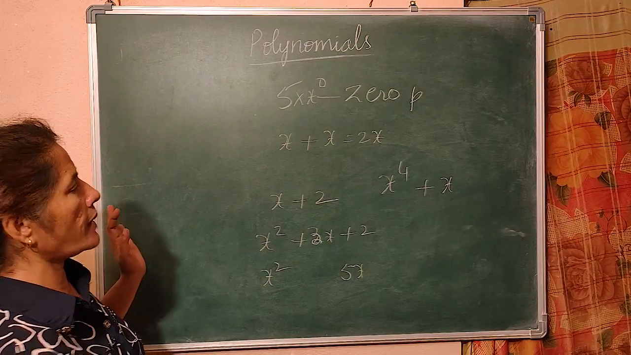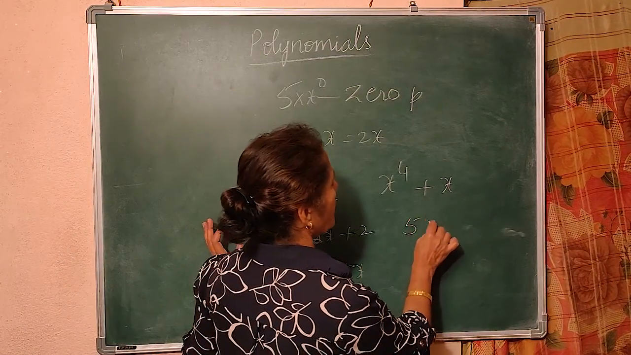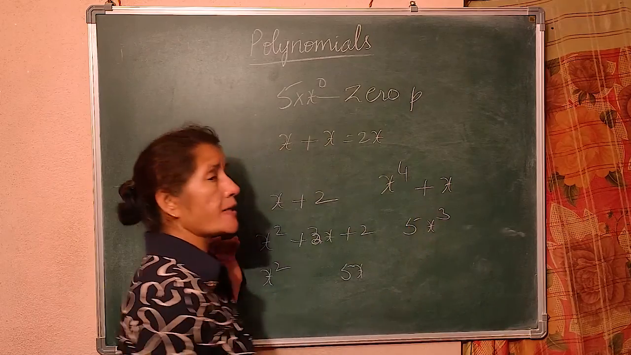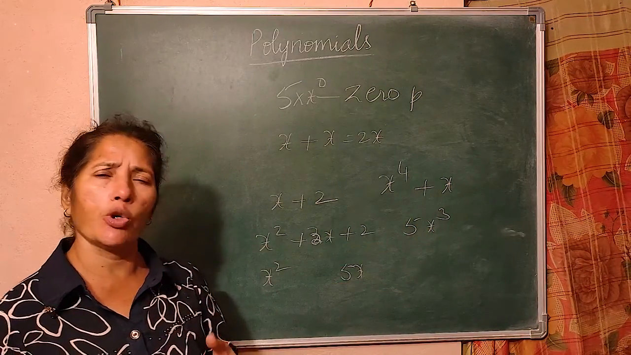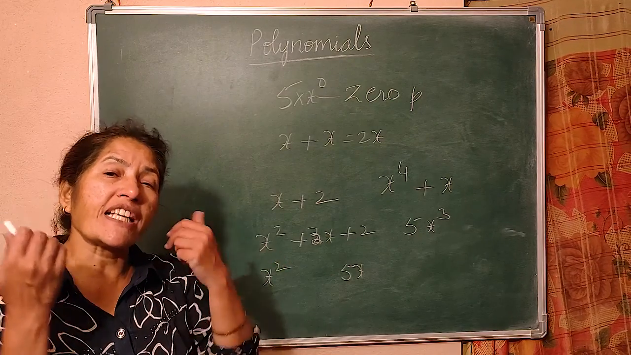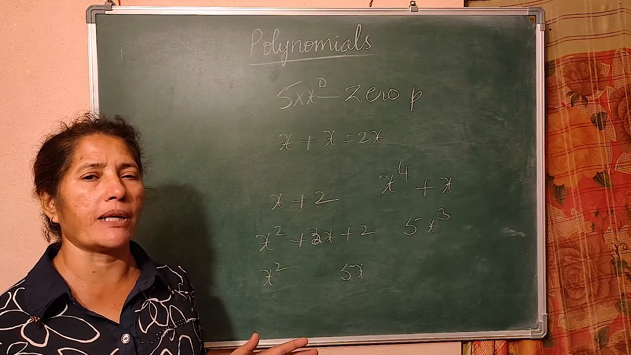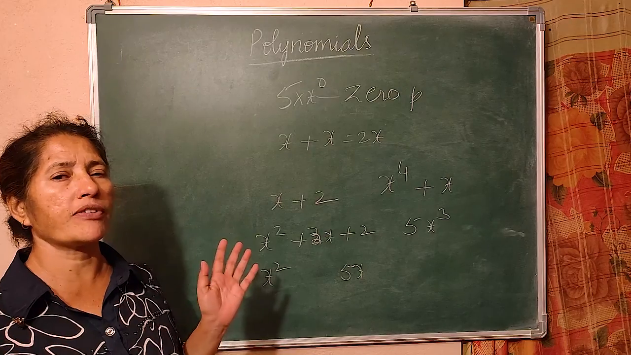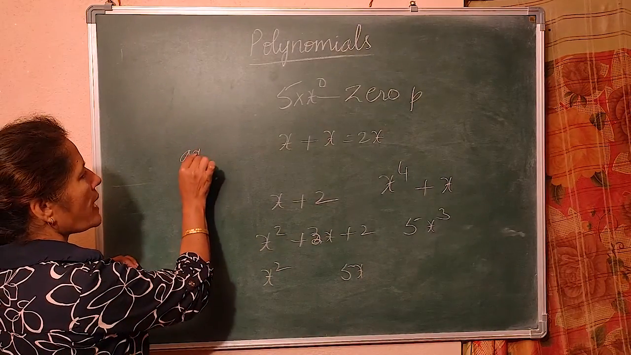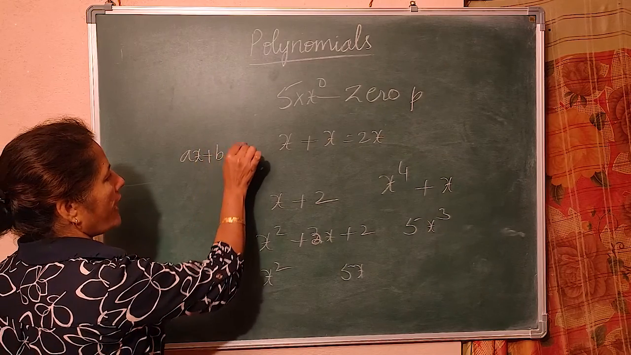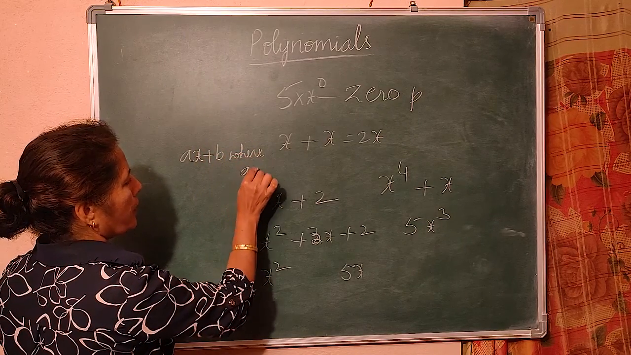In a cubic polynomial, what type of polynomial if I give 5x cubed? It is a cubic polynomial because the highest power is 3. So what is the general form of the polynomial? The general form of the linear polynomial is ax plus b, where a is not equal to 0.